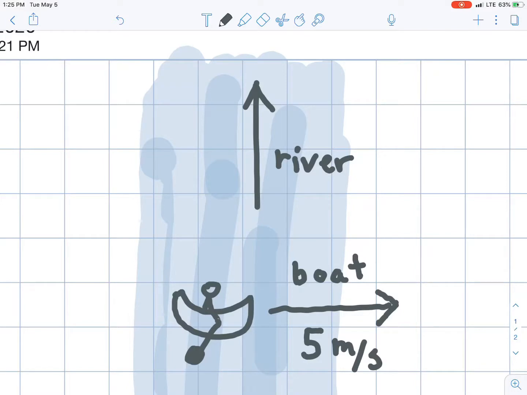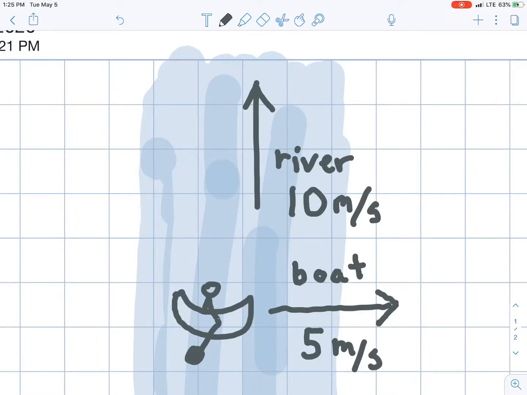But that raging river is just flowing north, I guess I can call it. Doesn't really matter which way it's flowing. And we'll say that that is flowing at, let's say, 10 meters per second. We don't want to have too complicated a math, do we? All right, so we have these two things.